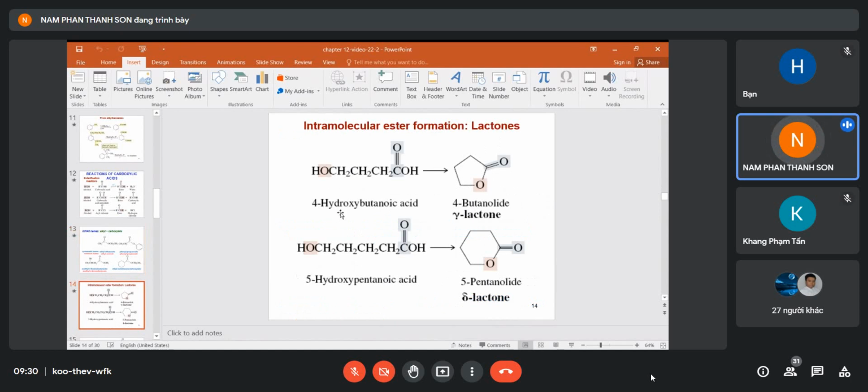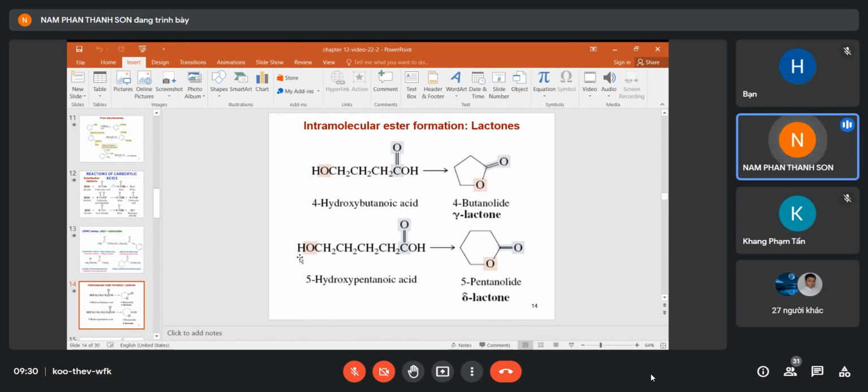For example, we have 4-hydroxybutanoic acid. We have OH and COOH on the same molecule, and then this OH can react with this COOH to make a ring. And remember, we can only produce 6-membered or 5-membered rings. Not 4, not 7. Do not produce 4- or 7-membered rings in your exam. Only 6- and 5-membered.